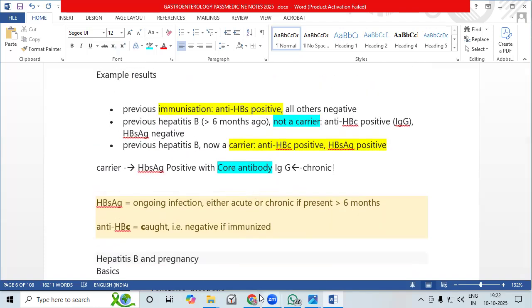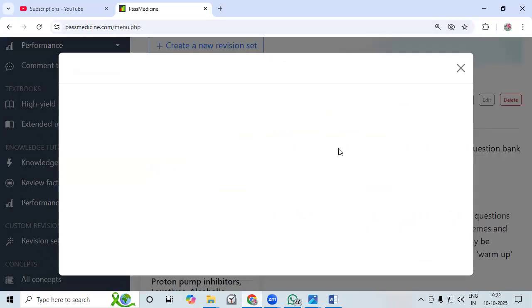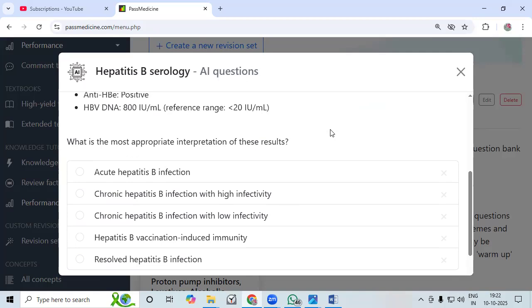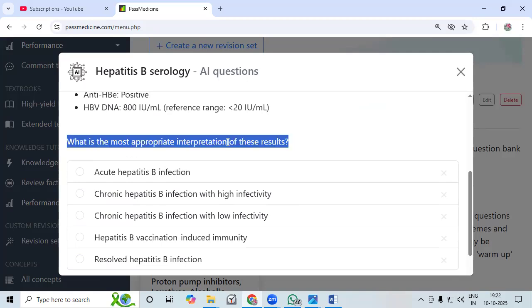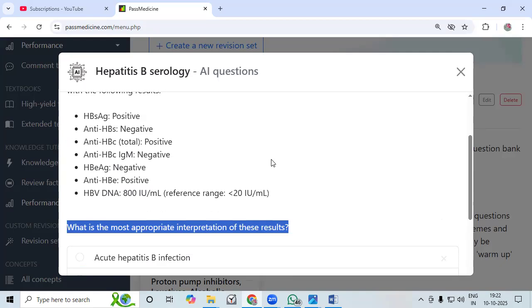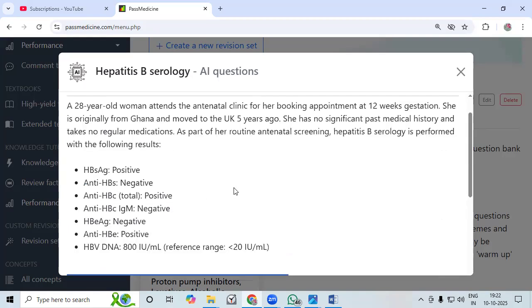Now we'll solve some MCQs related to this. We've got some AI questions which are specifically directed towards this. Let's see how much we get from what we have studied. Whenever you're attempting a question, first read the last line. Sometimes this line is enough for you to answer the question, and time is very precious in the exam. So, what is the most appropriate interpretation of these results? Then you read the options and scan through them. They are asking what type of infection it is. Then you go up and read the question.